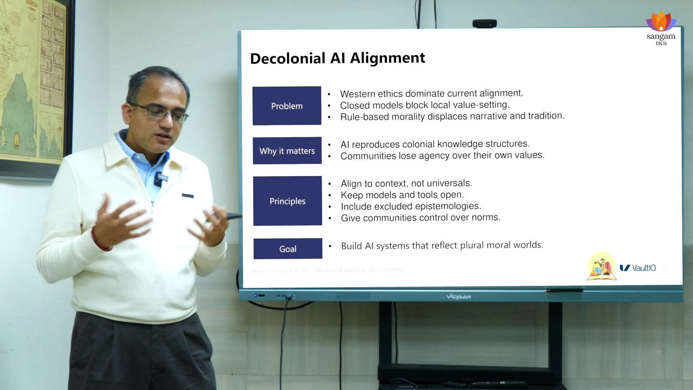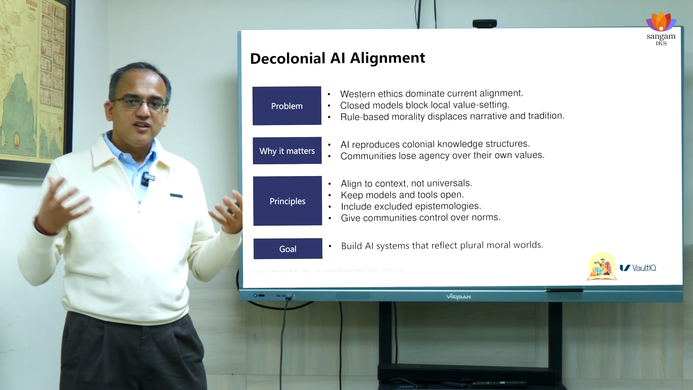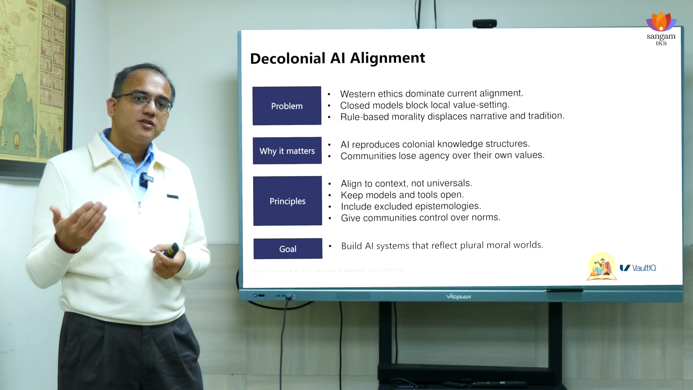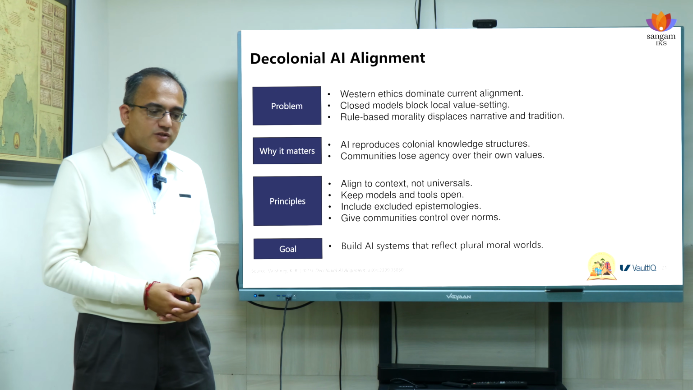Now, why does this matter? It is because we lose agency over our own values if the AI that is in our pocket does not share the values that we share. Now, how do we fix this? What principles do we need?